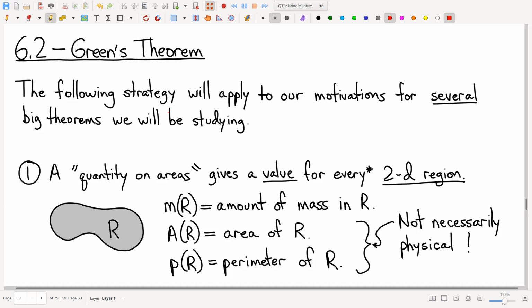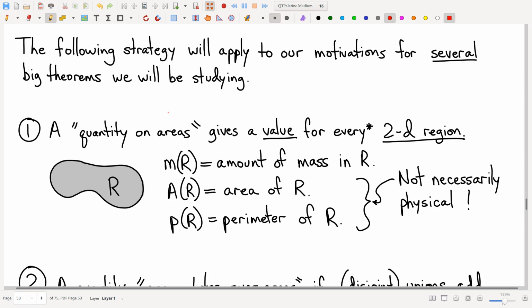But this next couple of pages is going to be a foundational concept, an underlying critical roadmap for how we're going to do Green's theorem, the fundamental theorem of line integrals, Gauss's divergence theorem, Stokes's curl theorem, and a couple of others depending on how you choose to phrase it. Lots of big theorems are all going to follow the same underlying strategy. So that's what I want to talk about here. It's a sequence of observations. First thing I want to do is define something called a quantity on areas. And it's a pretty straightforward idea.